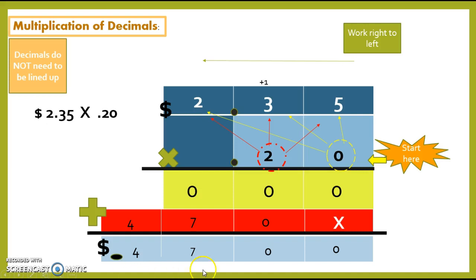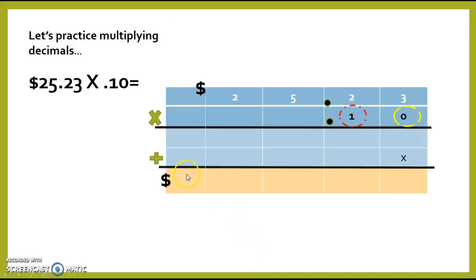Since we're talking about money, we only need the amount of change, which is 2 places to the right of the decimal. So the answer would be 47 cents. The 0 would be our rounding factor, and it tells the 7 to stay at the 7. Let's practice one more time.